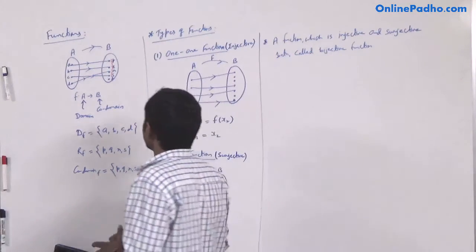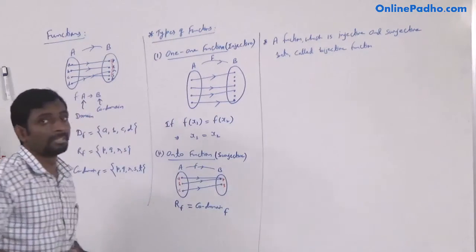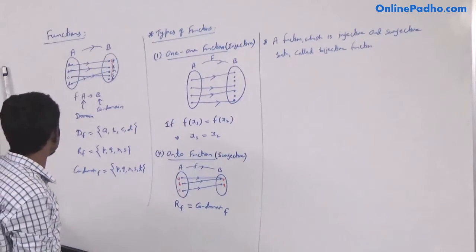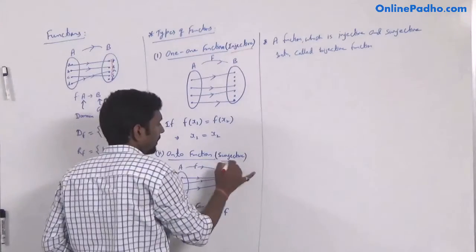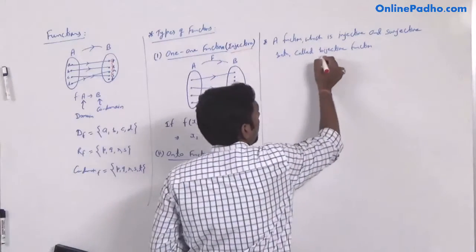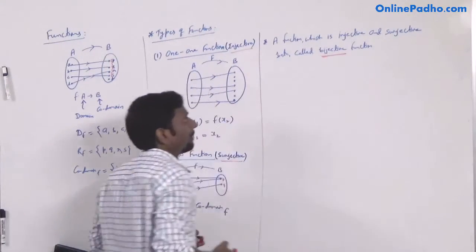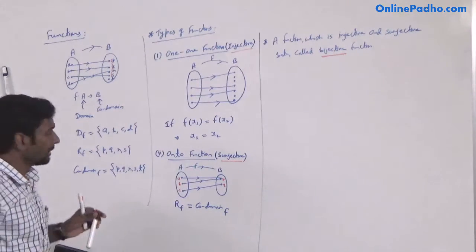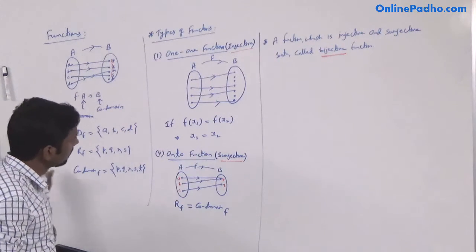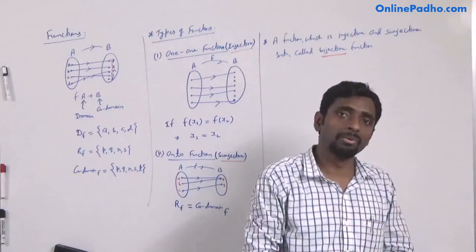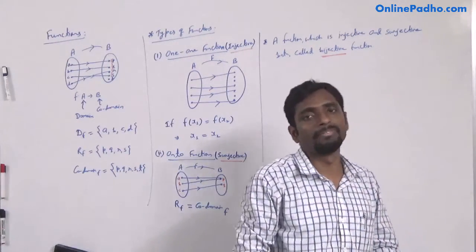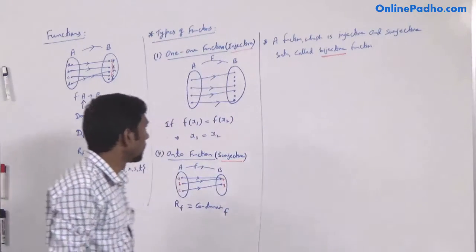So these are the very important types of function. There are three types of function. First one is injective function, second one is surjective function, and third one is bijective function. If a function is injective and surjective both, that is called the bijective function. So these are very important definitions.